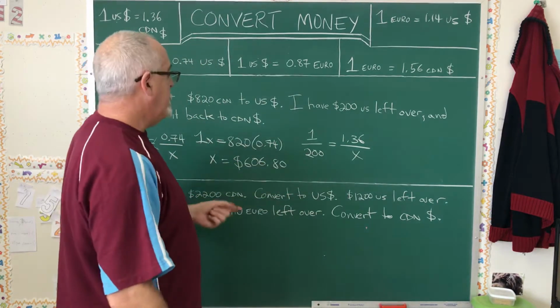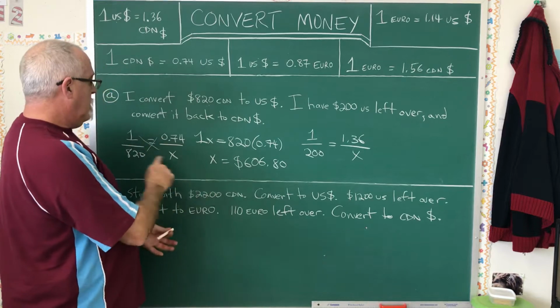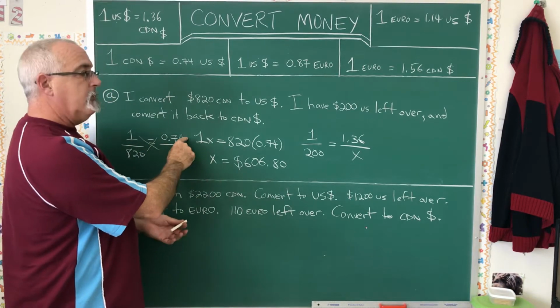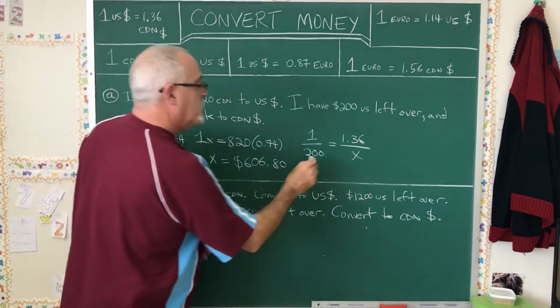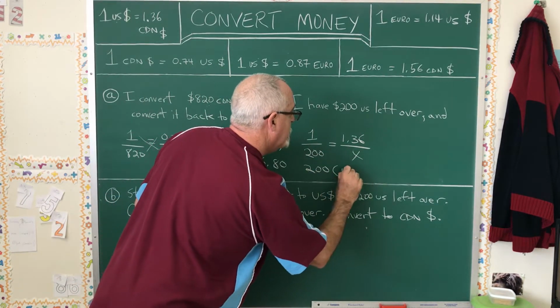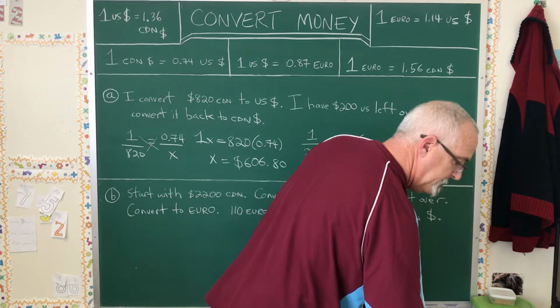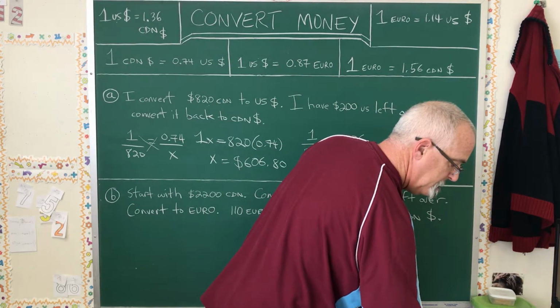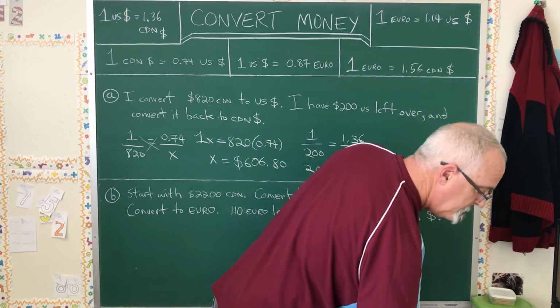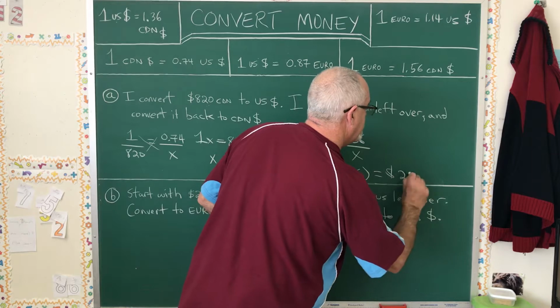I cross multiply. Now you may have noticed, because we have a 1 here, all we ended up doing was multiplying 820 by 0.74. So I can show that I'm going to be doing 200 times 1.36, and it's going to give me my answer. And it's $272 Canadian.